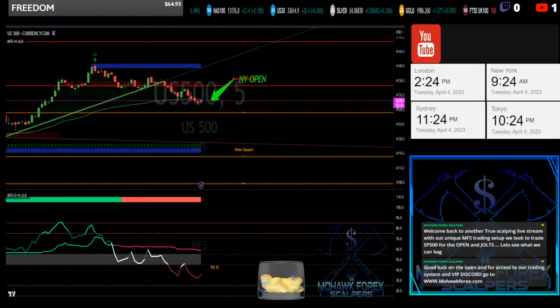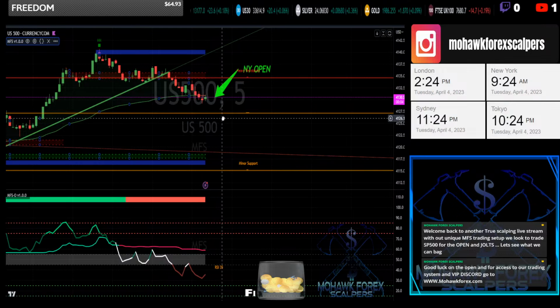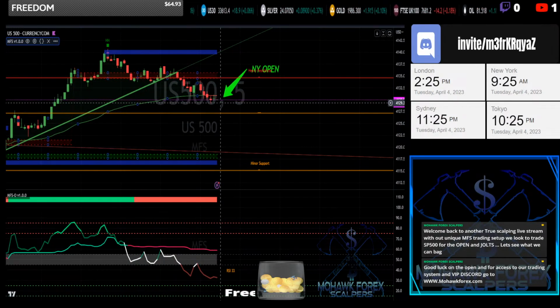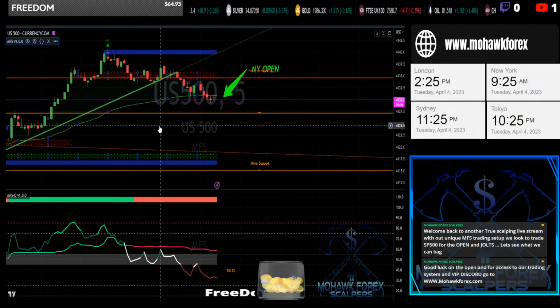So we zoom in, see what's happening. You see we're just retesting the baseline. Usually if we're below the baseline, obviously we're looking to take sells. If it's above, we're looking to take buys. It's simple.